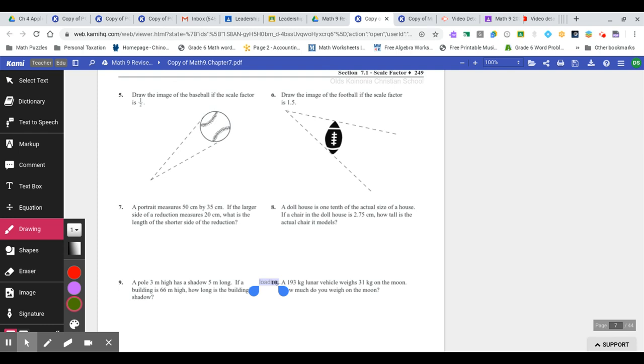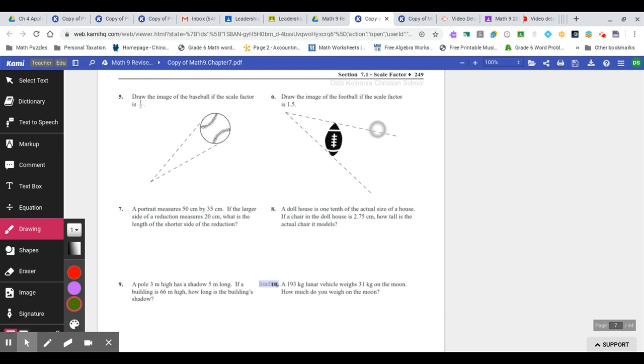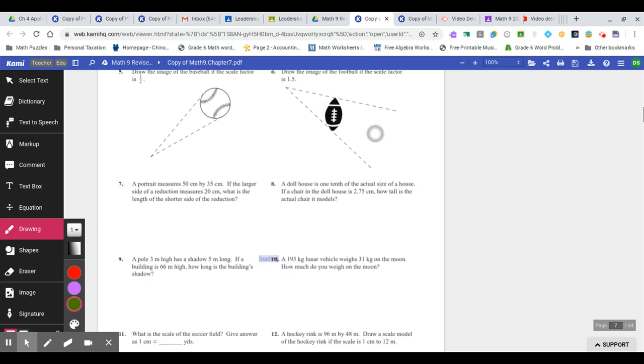Similarly with the football, however far it was from the point to the top of the football, you would multiply it by 1.5, and you would measure from the point out there 1.5, and that would be the tip of your football, etc.